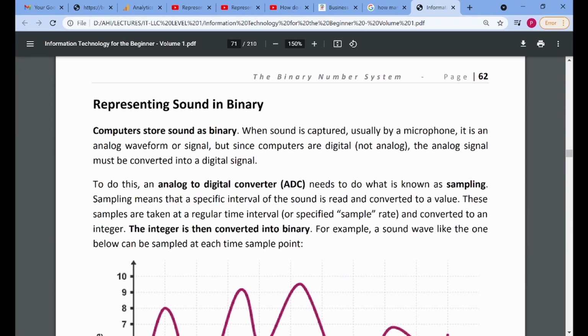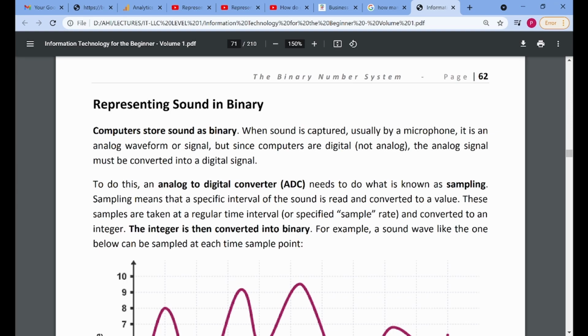All right, so we are going to look at how computer stores sound. How sound is represented in binary. Right now that I'm speaking, I'm producing sound. Do you agree? Okay, so as I'm speaking right now, sound is being produced, and this particular sound can be captured by the computer and stored.